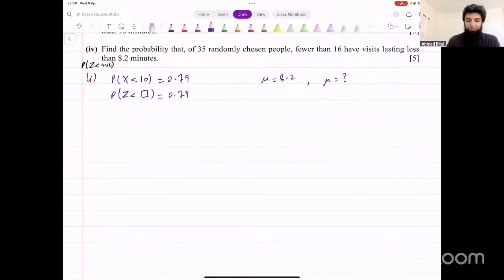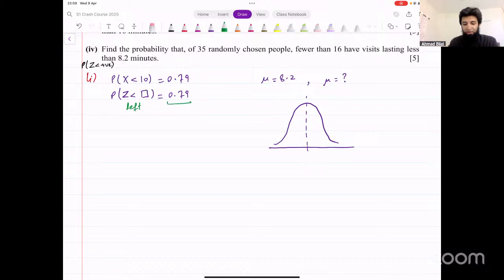Now, what does the normal distribution curve look like? This is roughly what the curve looks like. Okay. This is what the normal distribution curve looks like. Now, we are saying that towards the left side of this value, we have 0.79 area. Now, is that a big area or a small area? You compare it with 0.5, this area is bigger than 0.5.